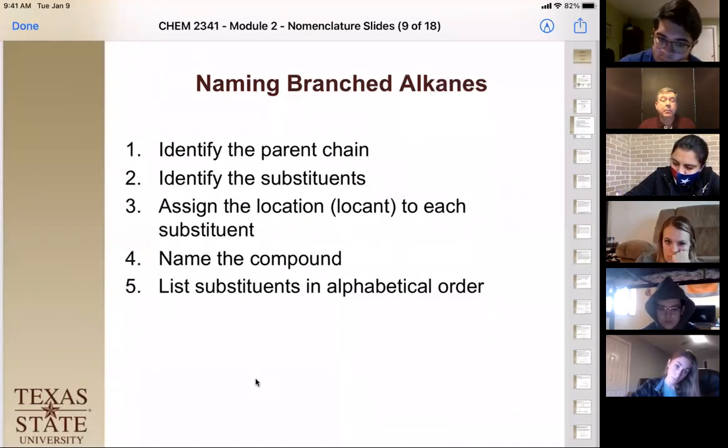Then you can name the compound, and in the prefix, you're going to list the substituents in alphabetical order, also assigning them with the number of the carbon that they're attached to. Okay, so let's go through all these rules real quick, real slow, just to make sure we have it.